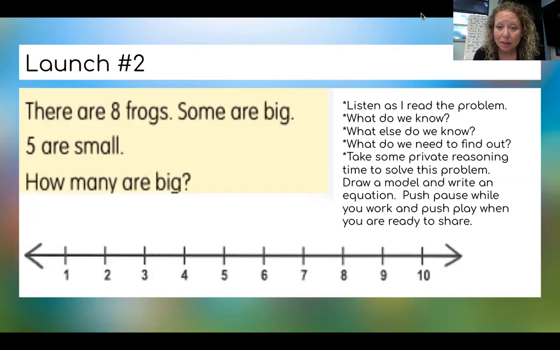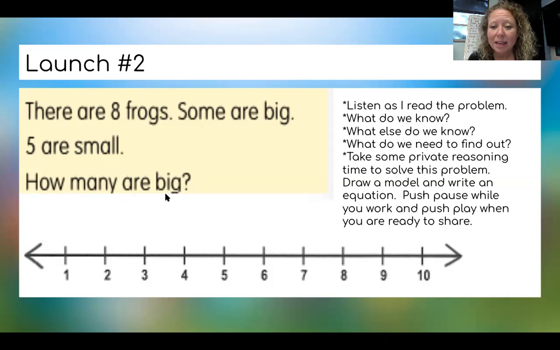Listen as I read the problem. There are 8 frogs. Some are big, 5 are small. How many are big? I'm going to read the problem again. See if you can read it with me this time. Ready? This first word is the word there. There are 8 frogs. Some are big. 5 are small. How many are big?